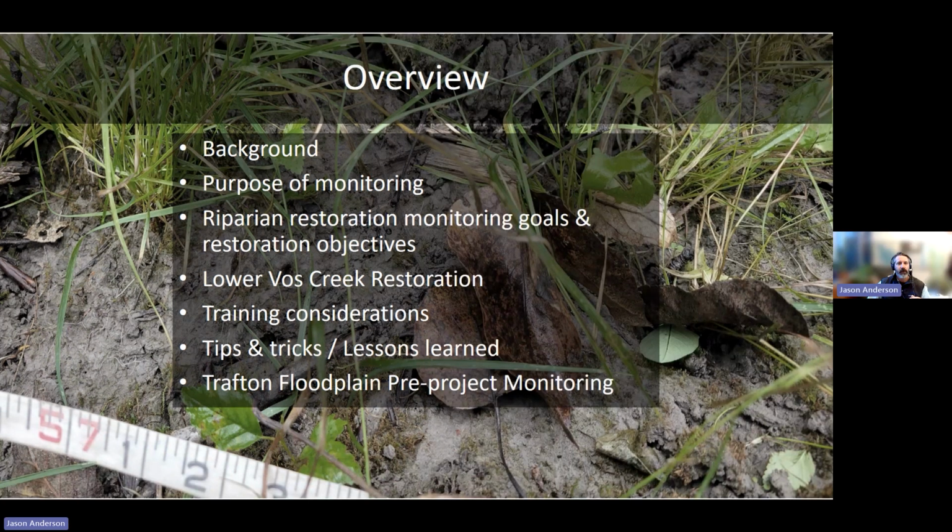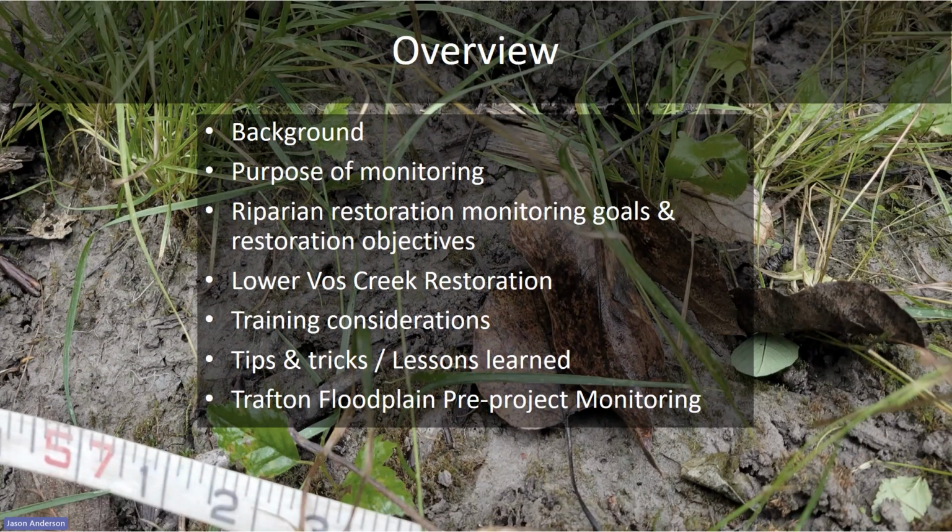A brief overview of what I hope to cover today. We're going to go over the background for this particular monitoring program. We're going to discuss the purpose of monitoring. We're going to talk about riparian restoration monitoring goals and objectives. I'm going to share an example from a project location, Lower Vos Creek. I'm going to discuss some training considerations, and then we have a few tips and tricks and some lessons learned to share with you all. And then also going to go into another project example at the Trafton Floodplain site, and this is to give you some insights on some pre-project monitoring.